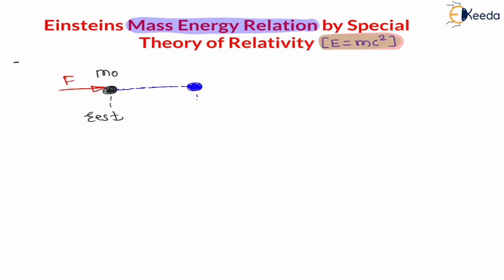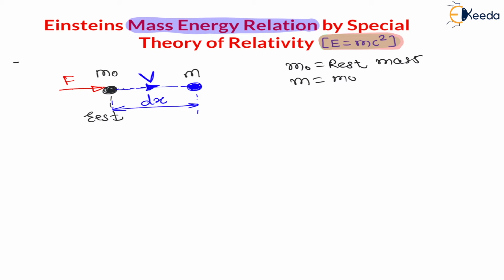Let us say the mass is displaced by a very small displacement in this motion. Let us say the very small displacement is dx, and now the mass has started moving with velocity v. When your mass comes in motion, the mass is m. Here m naught is the rest mass. For any object, rest mass is m naught, and whenever the mass starts moving with velocity v, m is the moving mass, or relative mass.